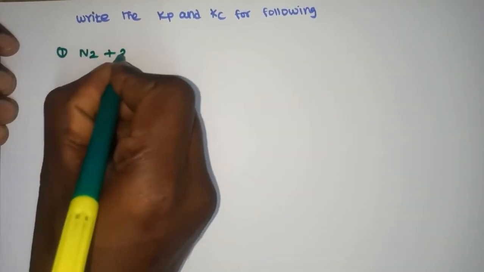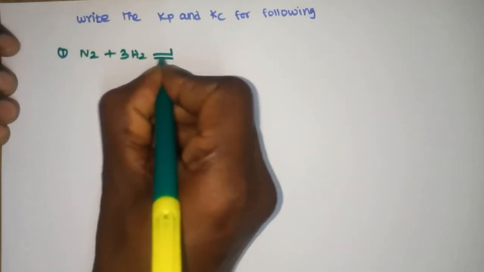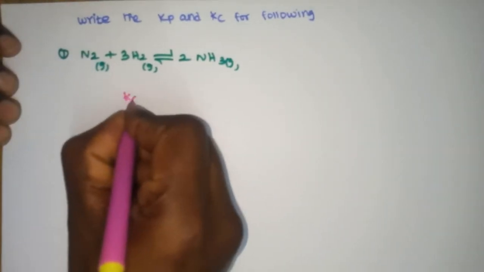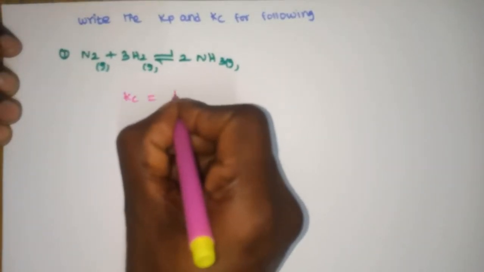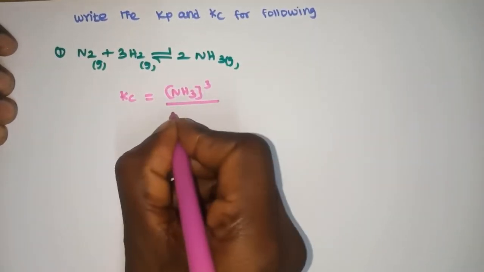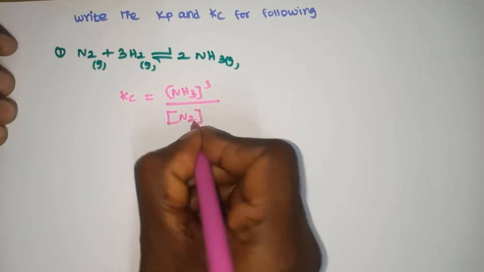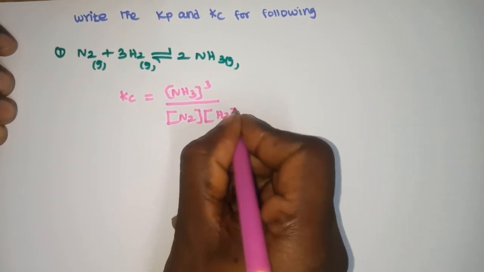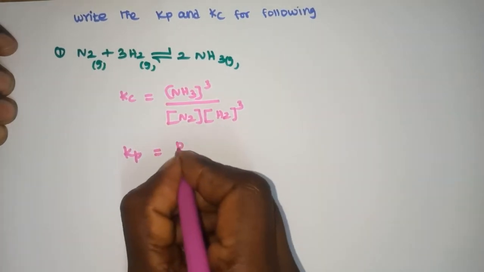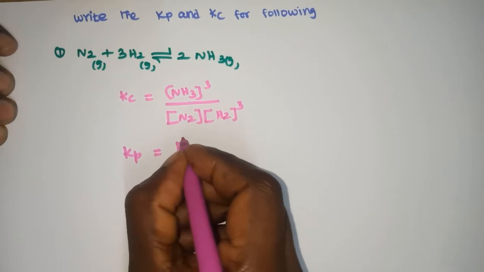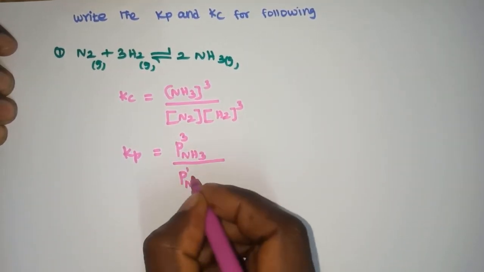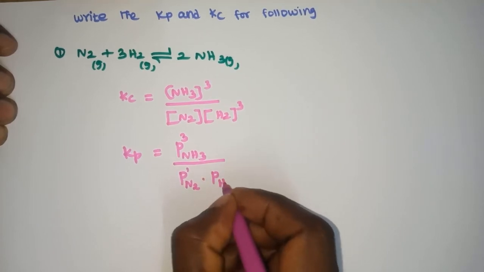N2 plus 3H2 gives 2 ammonia molecules. Kc equal to active masses of product divided by active masses of reactant. In the same way, Kp equal to PNH3 power 2 divided by PN2 power 1 into PH2 power 3.